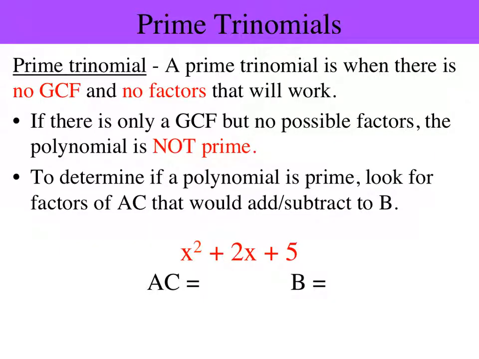Next, I just wanted to review prime trinomials, and that's when there's no GCF and no factors that will work, which means you technically can't factor it for now. If you want to determine if it's prime, you're checking for factors. So if you do a times c, like in this example, which is 5, and b is 2, and you look for factors of 5 that give you 2 and there are none, then we call that prime. If there is a GCF, it's not prime. You just take the GCF out, and that's it.